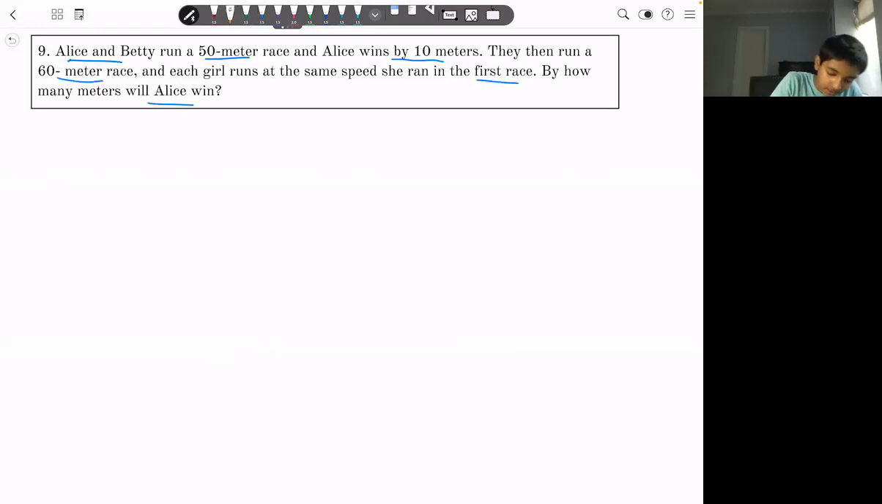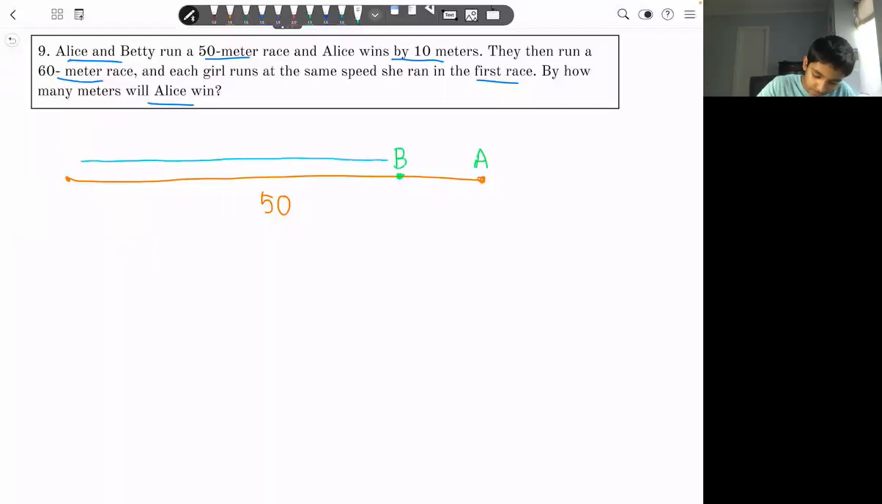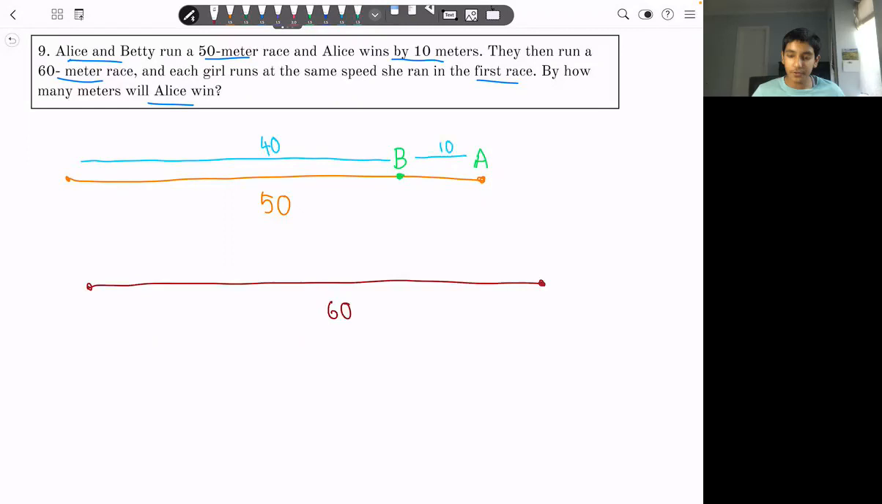So here's the idea. We have 50 meters. Alice wins, so when she reaches the end, Betty is 10 meters behind. So Betty only gets to complete 40. Betty can only complete 40 because she's 10 meters behind Alice at the end. Now we're asked to find the 60 case. Does anyone know what we can do from here?